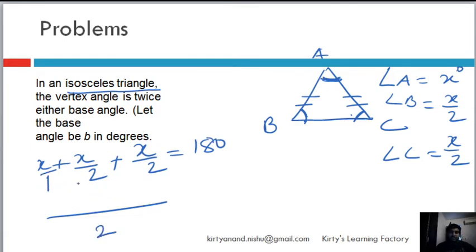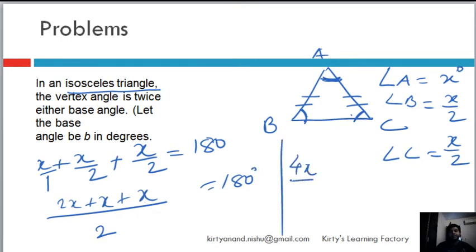So the LCM of all these will be 2, and then this will be 2x plus x plus x, right? As you add fractions, similarly you add these fractions also, except that instead of a number you multiply a variable. So this is 2x plus x plus x, how much is it? 4x by 2 equal to 180 degrees, and this is basically 2x equal to 180 degrees.